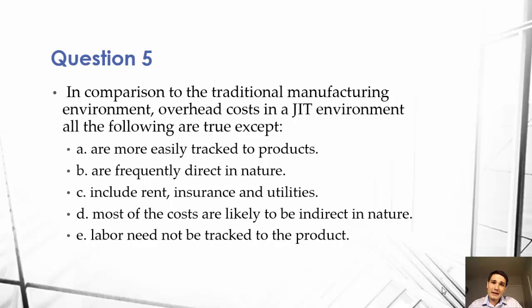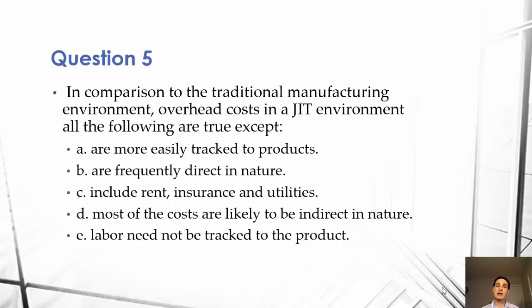A, are more easily tracked to products. Well, in a just-in-time environment, we are working on direct products instead of making huge amounts of inventory without consideration. So yes, overhead costs would be more easily tracked. So that's correct, which means it isn't our answer. We're looking for what's false. B, are frequently direct in nature. As we said, in just-in-time, we're working directly to produce goods for the customer as it's needed. So B is correct, which means it isn't the answer. C, overhead costs do include rent, insurance, and utilities. So C is correct, which means it's not our answer.